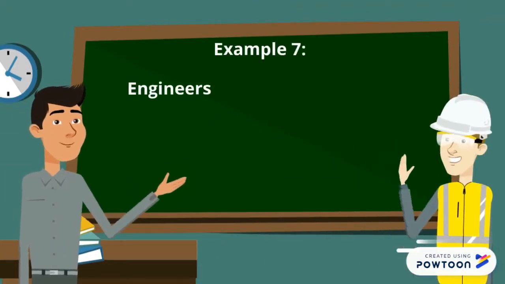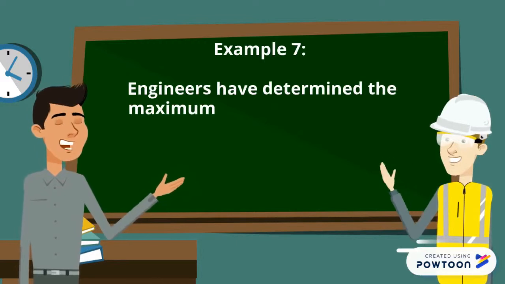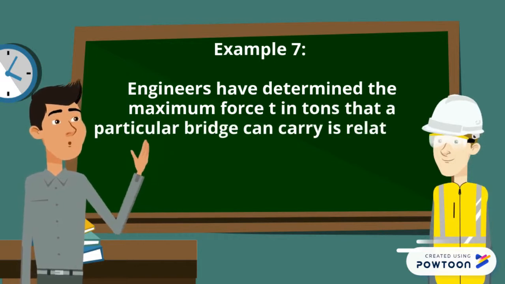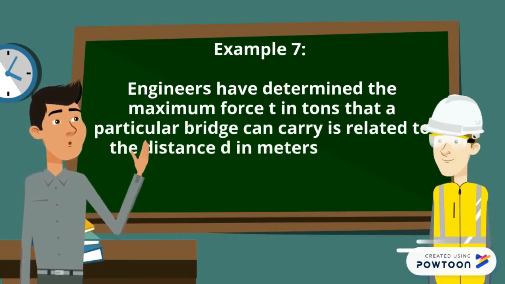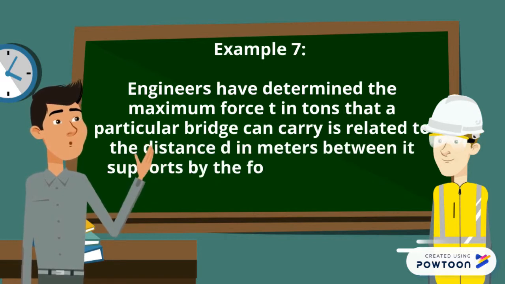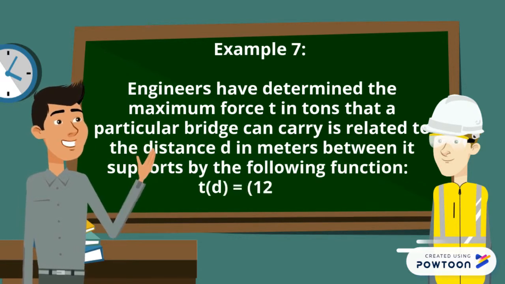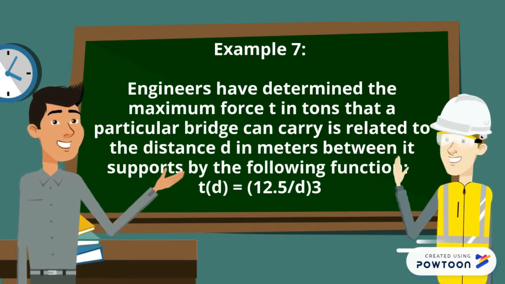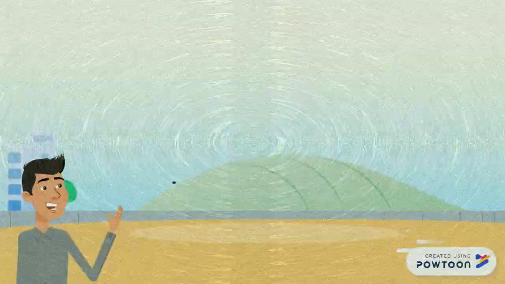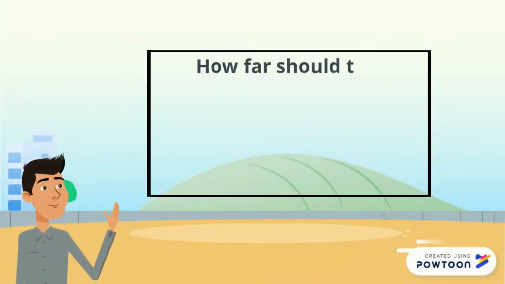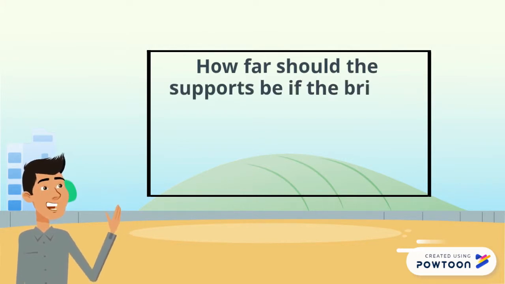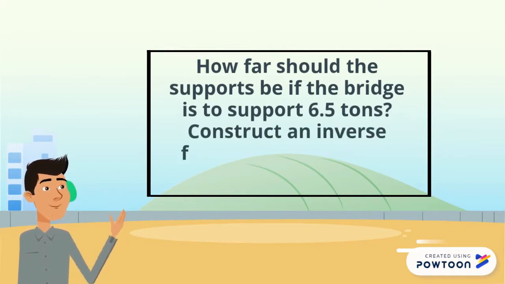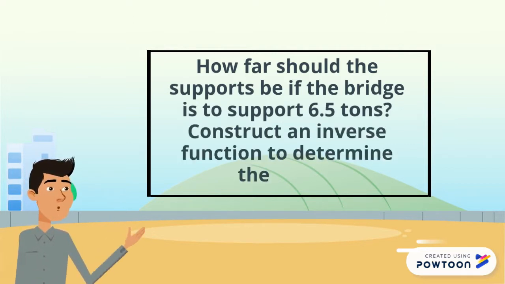Example number 7. Engineers have determined the maximum force in T tons that a particular bridge can carry is related to the distance d in meters between its supports by the following function: T of d is equal to the quantity 12.5 over d, raised to 3. How far should the supports be if the bridge is to support 6.5 tons? Construct an inverse function to determine the result.